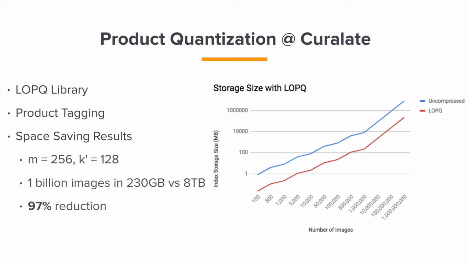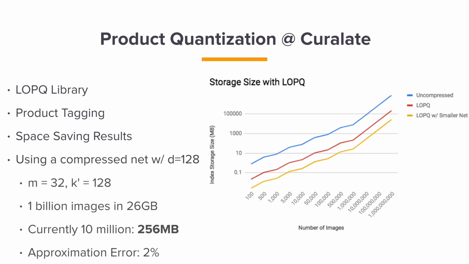It means we could store 1 billion images in 230 gigs of RAM instead of 8 terabytes, right? It's pretty sweet. That's a 97% reduction in storage costs. The executives were like, yeah. And I was like, raise? That's pretty cool. And then I kind of pushed this neural net thing under the rug.